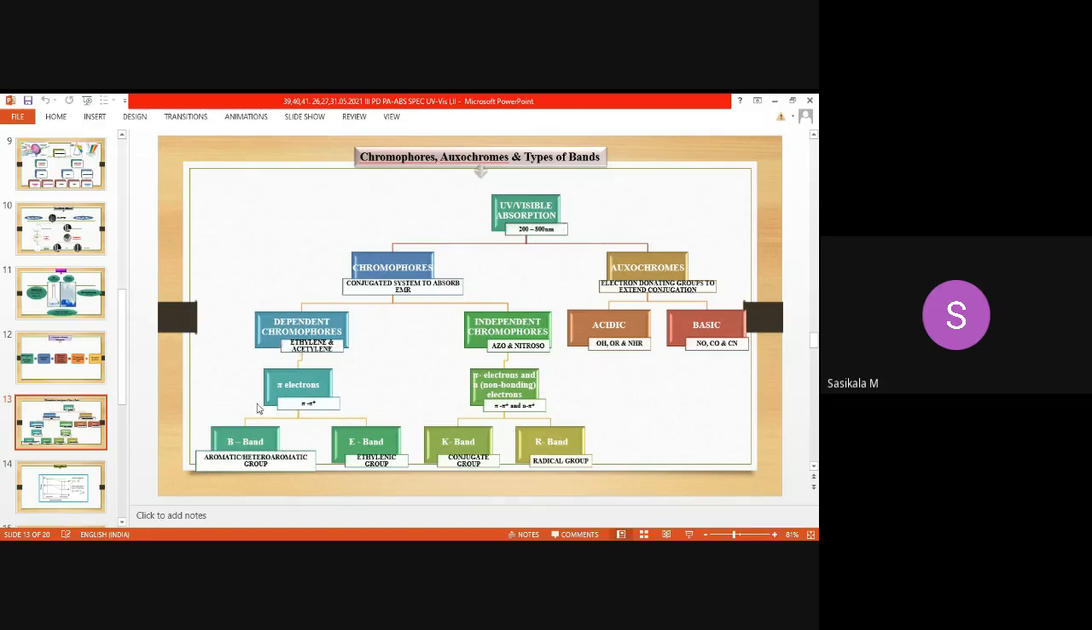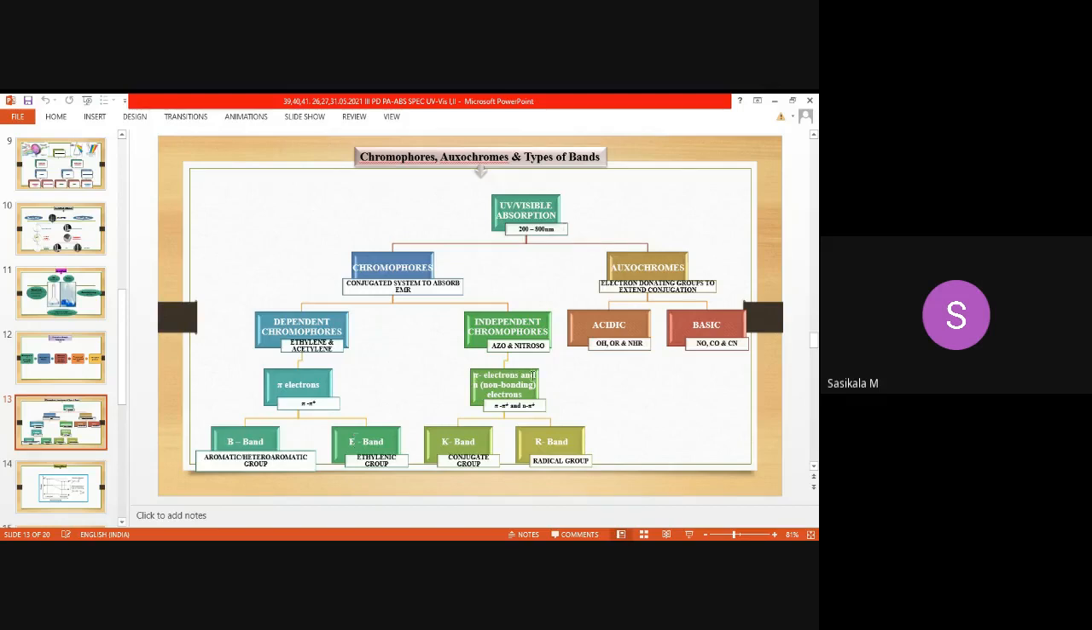So when dependent chromophores give bands, they will be known as either B band or E band. E band represents the aliphatic group, ethylenic group, whereas B band represents the aromatic group, benzenoid group. So the band that appears through that group is called the benzenoid band, where the band represents the signal or peak. And that formed by the ethylenic group is known as the E band.